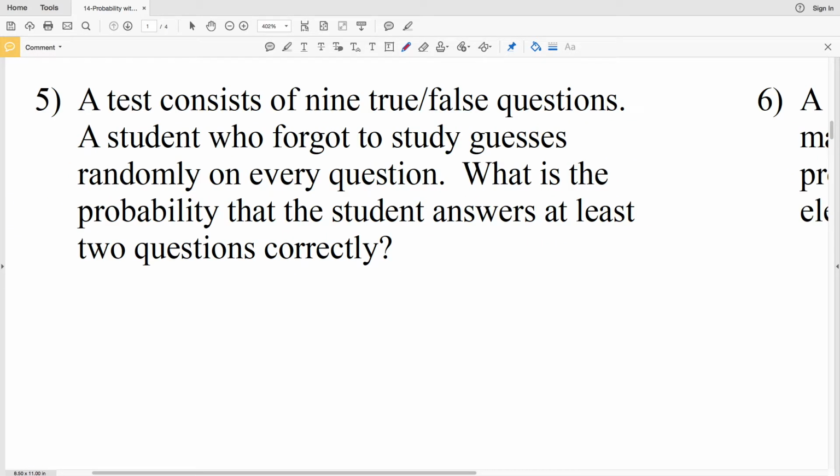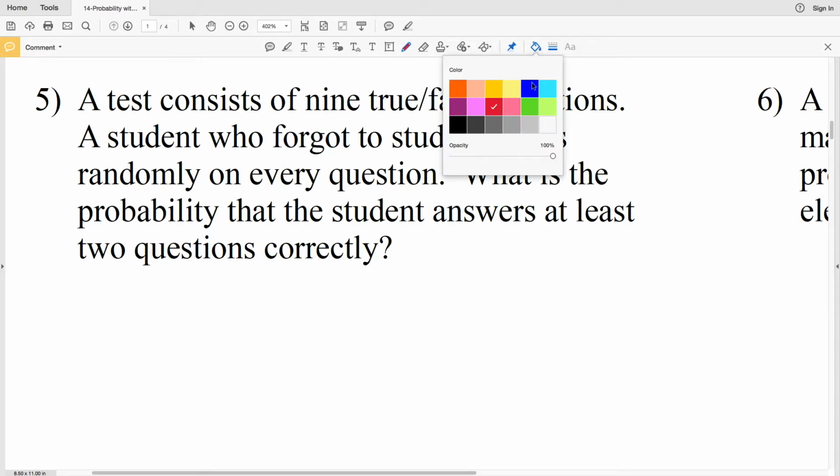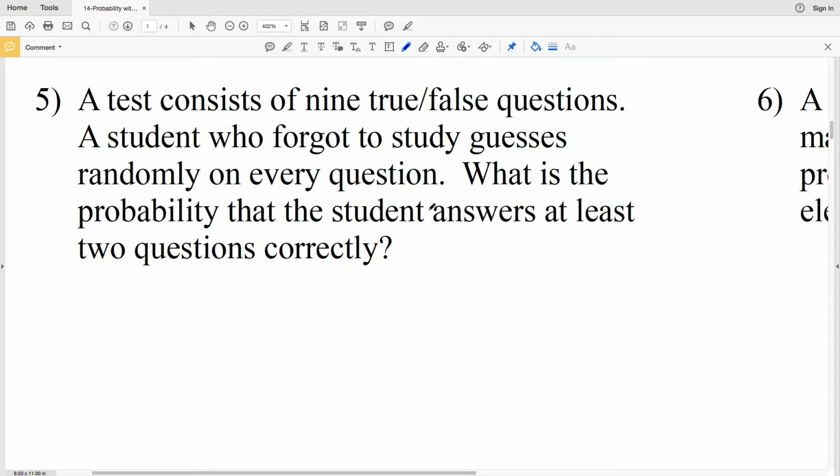In number 5, a test consists of 9 true-false questions. A student who forgot to study guesses randomly on every question. What is the probability that the student guesses at least 2 questions correctly? So because it is either true or false, we again can use 2 as the base of our exponent. And there's 9 questions total, so that's 2 to the 9th different possibilities of answers.